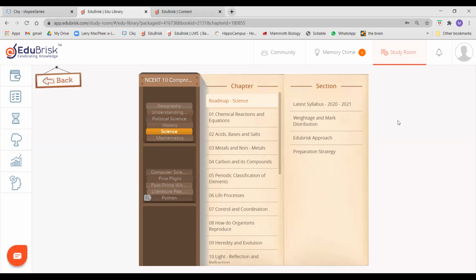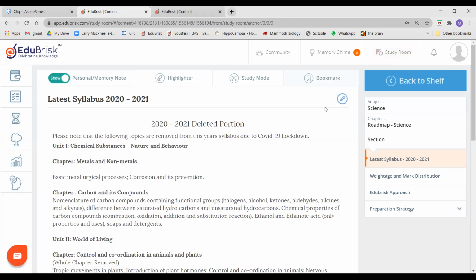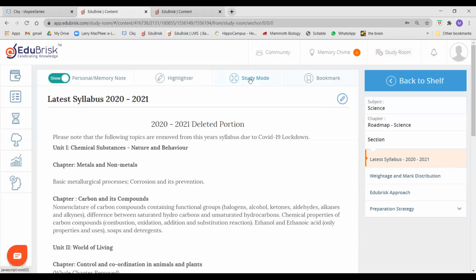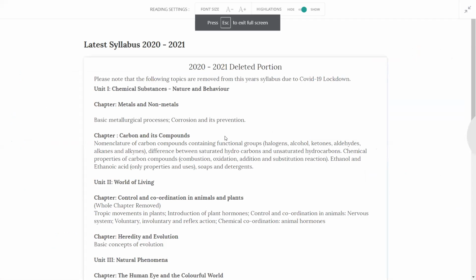Today we'll be discussing some tips and tricks which will help you prepare well for these exams and crack the exams easily. First, let us have a look at the latest syllabus for this year. Due to the pandemic, some portions have been deleted from this year's syllabus. This section here will give you all the portions that have been deleted from the science syllabus.